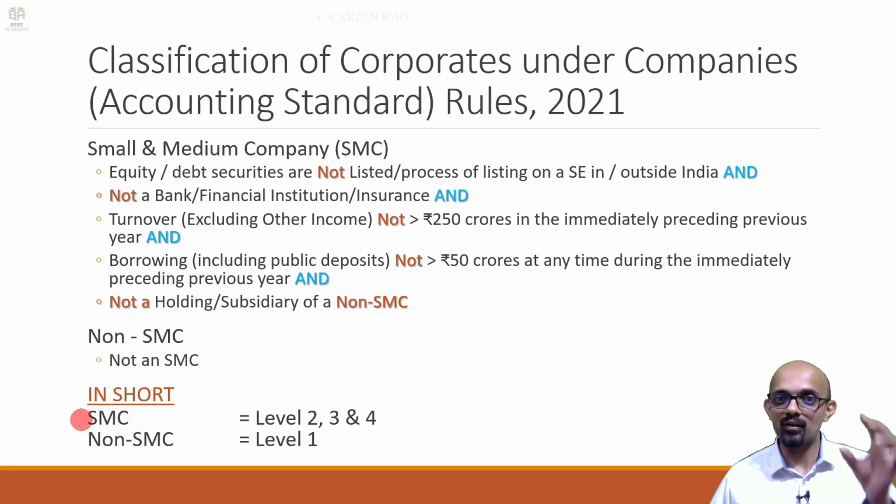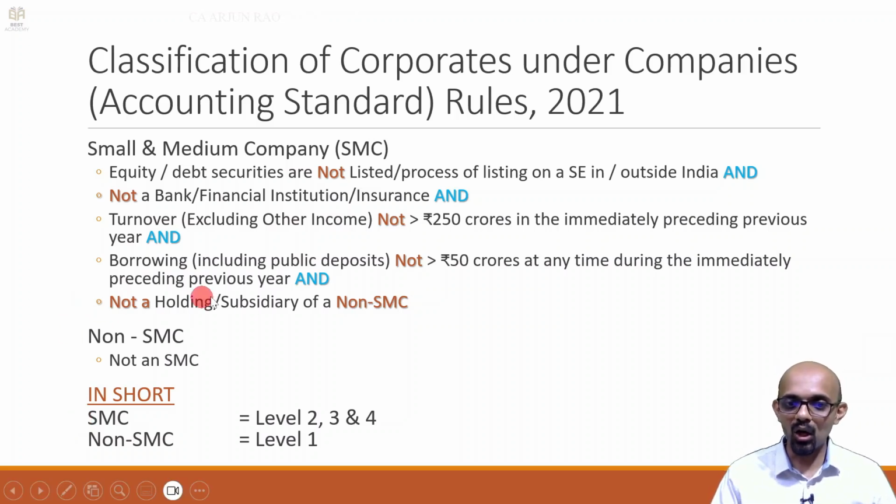SMC, how do you remember? From the level 1 criteria you make everything negative and you add the word and. What is non-SMC? Not an SMC. The only point to be remembered is not a holding or subsidiary of non-SMC. You should not write SMC here. Not a holding or subsidiary of any of the above: if any of the above is satisfied, it is not an SMC. So this is how we classify under the Companies Accounting Standard Rules 2021. In 2006, the only difference was in the turnover and borrowing criteria. It was different, much lower. Now that has been increased.